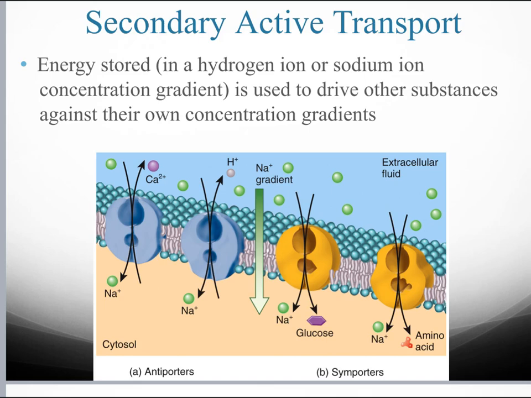Secondary active transport. Energy stored in a hydrogen ion or sodium ion concentration gradient is used to drive other substances against their own concentration gradient. So we see that we have high sodium on the outside, lower sodium on the inside, driven by things like these calcium gated channels. We have glucose gated channels and amino acid gated channels. Again, we have a lock and key mechanism here with glucose and amino acid. Once that substrate binds specifically to this channel, it will signal the opening.